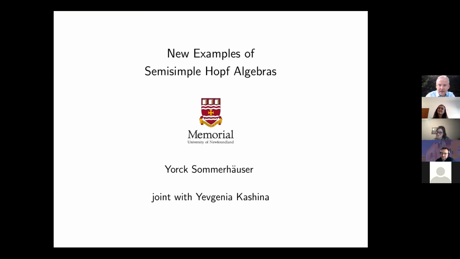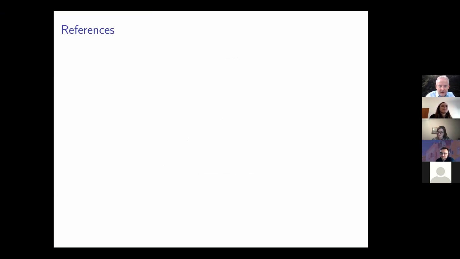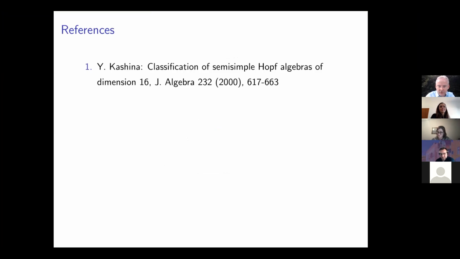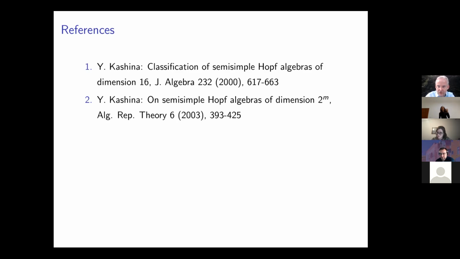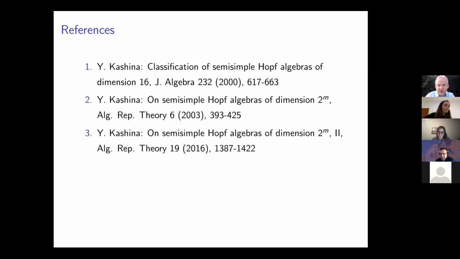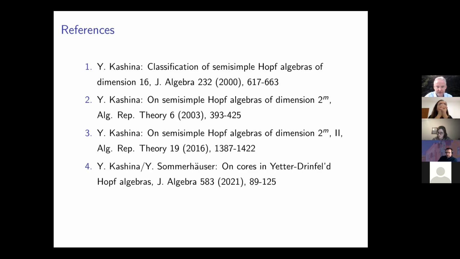So let me give you some references, mainly to her work, in fact. Most of you will know her classification of semi-simple Hopf algebras of dimension 16, which will come up in a while. But there are actually two consecutive papers to this. This is the first one, and this is the second one, where she describes Hopf algebras of dimension 2 to the power m, which arise from similar constructions, so to speak. How does this generalize?